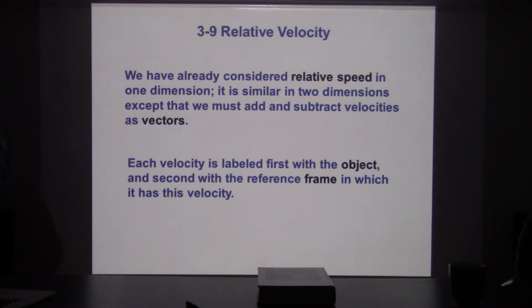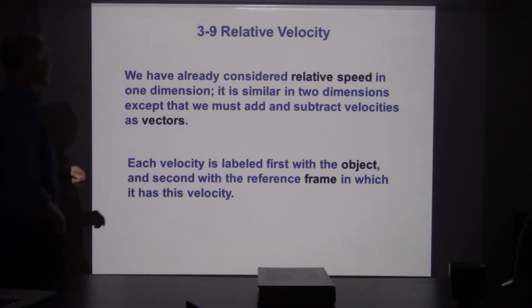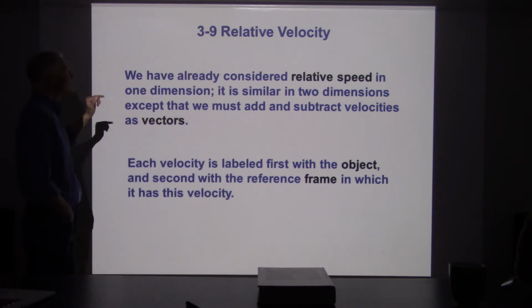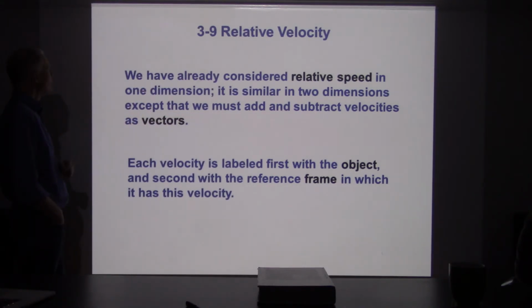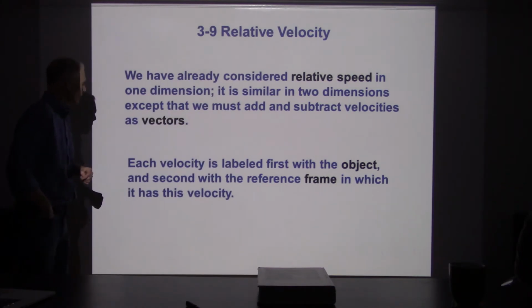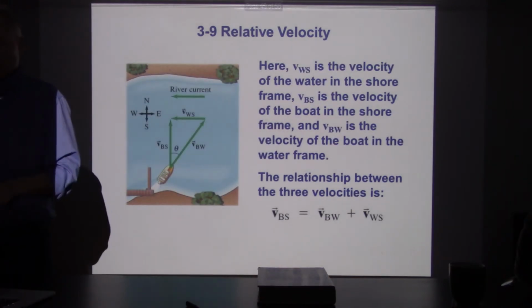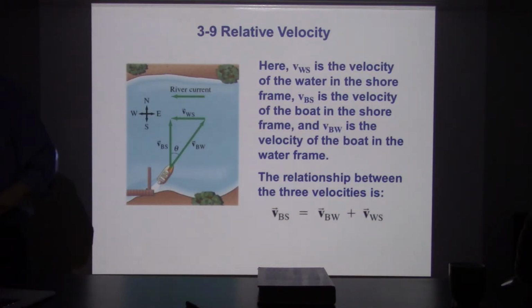Here's our actual last topic in the chapter, which is relative velocity. So we've considered relative speed in one dimension. What happens if we do this in more dimensions? Let's look at a couple of examples with this. This is a reasonably important topic, and we've got time, so we're on schedule with everything. So let's look at a couple of problems with relative velocity here.